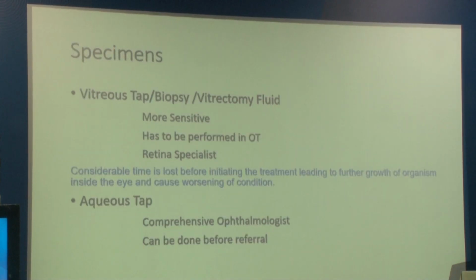We can obtain various specimens, which include vitreous taps, vitreous biopsy or vitrectomy fluid, which are more sensitive, but they have to be performed in the operation theater by a retina specialist, and considerable time is lost before initiating the treatment, leading to further growth of organism inside the eye and worsening of the condition. Another specimen that can be obtained is from the aqueous tap, which can be done by a comprehensive ophthalmologist before referring the patient to a retina surgeon.